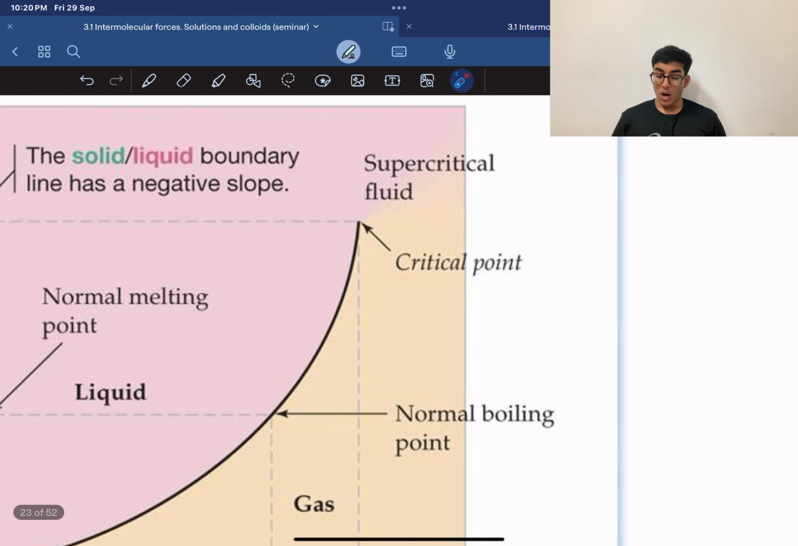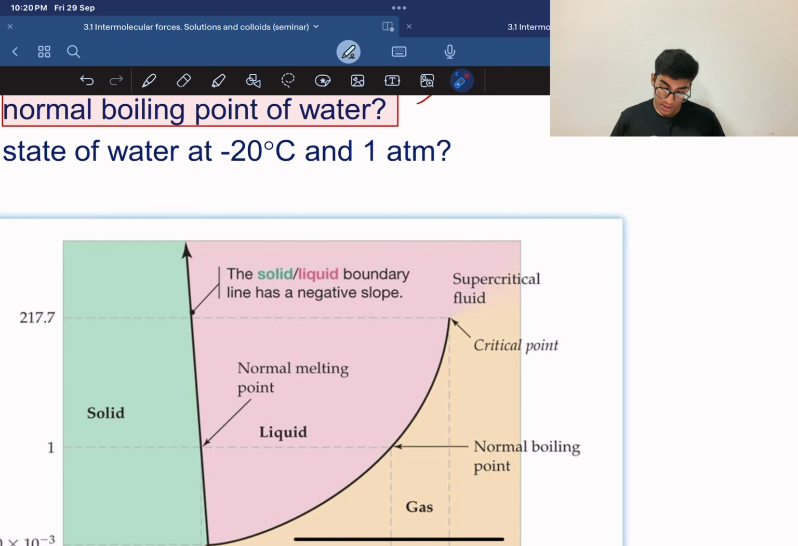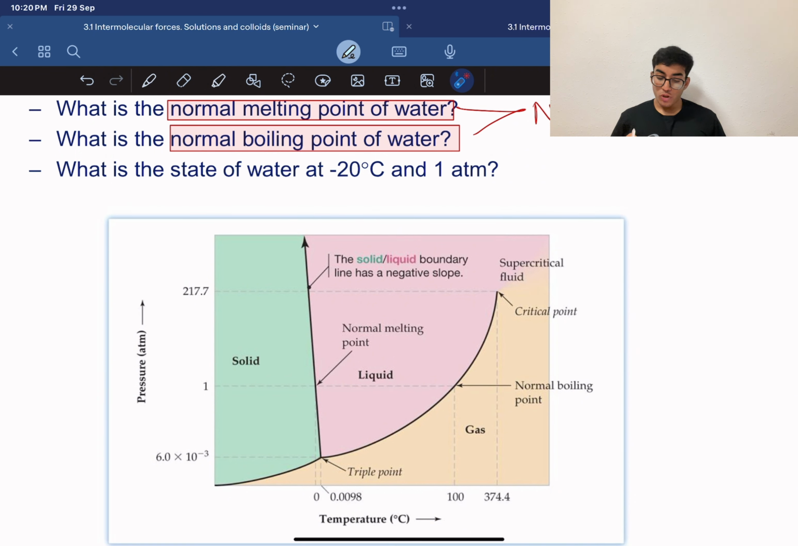Okay. Now we need to look at this point here: supercritical fluid. At one point over here, like that, it extends from here to there. There comes a point called supercritical fluid. It is a state between liquid and gas. It has the properties of gas, it has the properties of liquid.